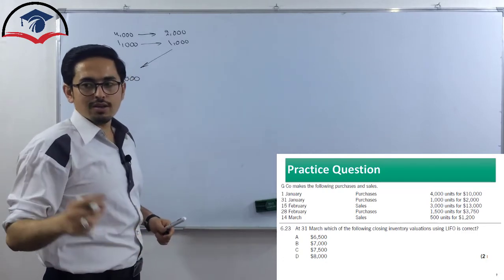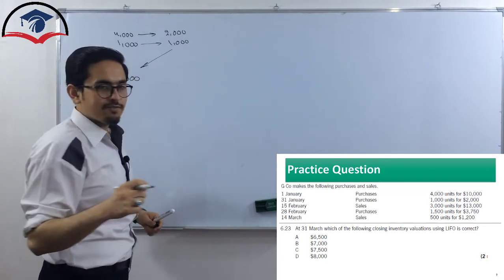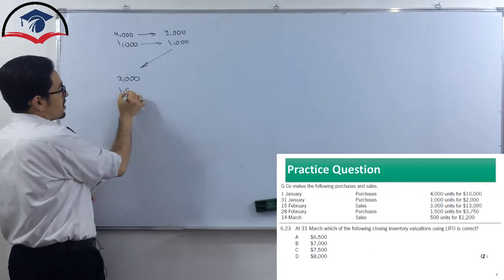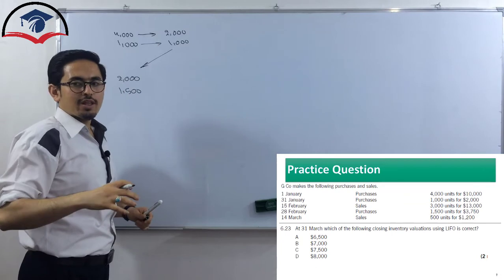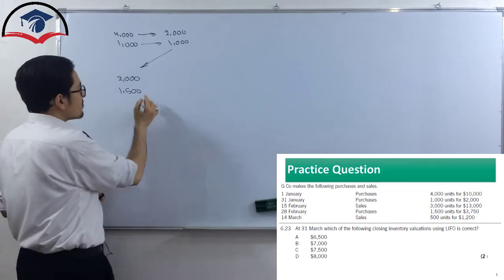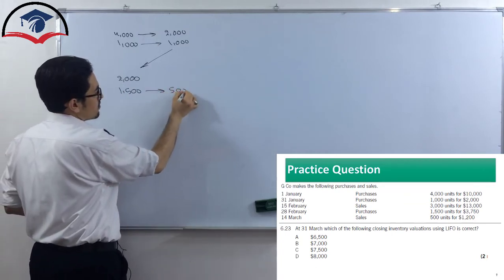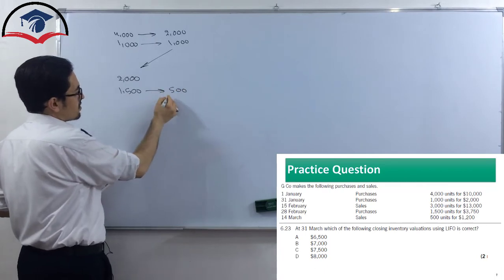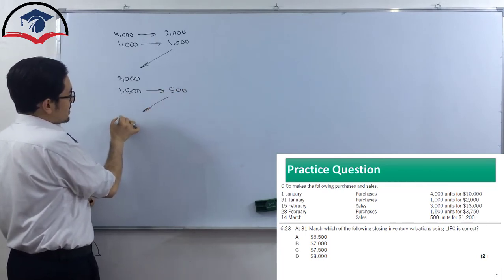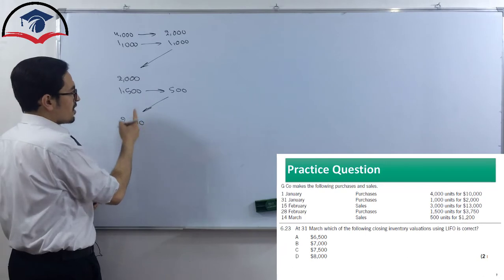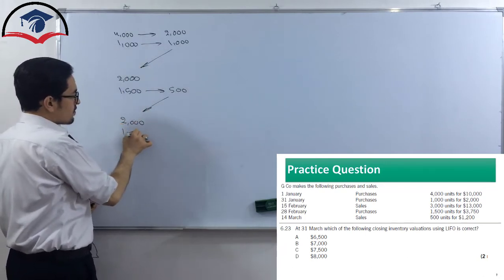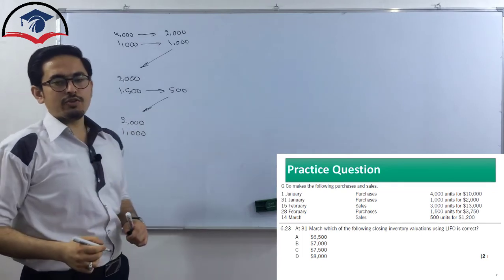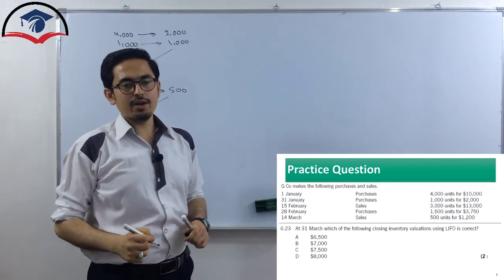After this 2,000, the question says we have a receipt of 1,500 units. Again, there is a purchase of 1,500, but from this 1,500 on 14 March we have issued only 500 units. Therefore 500 units have been issued, and the remaining balance will be 2,000 units from the initial batch of 4,000 and 1,000 units from the batch we purchased on 28 February.